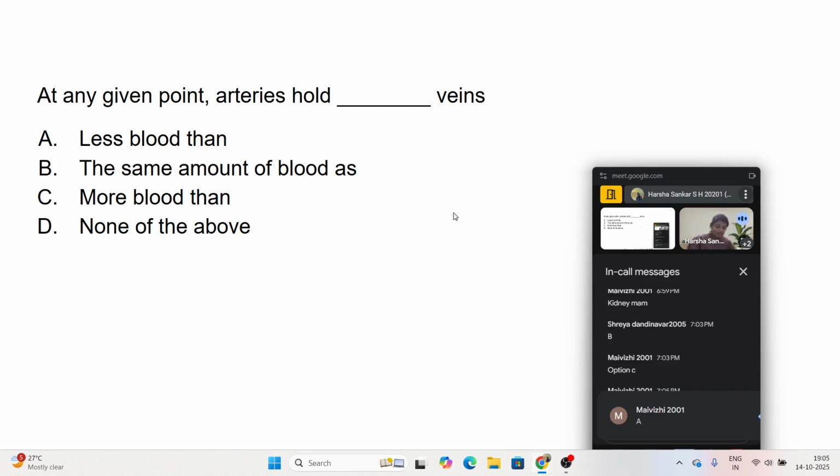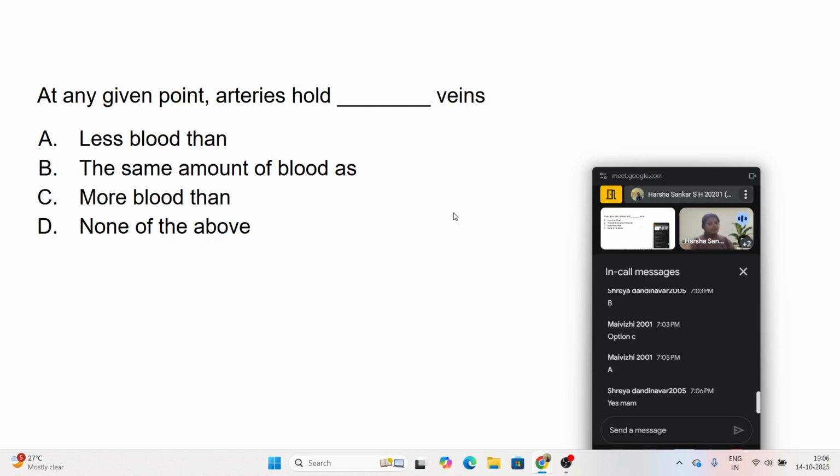Maybe is saying option A. Is Raya supporting the answer or differing? Supporting. Okay, very good. I agree that arteries can hold less amount. But my question is why they can only hold less amount? Because artery walls are thicker.